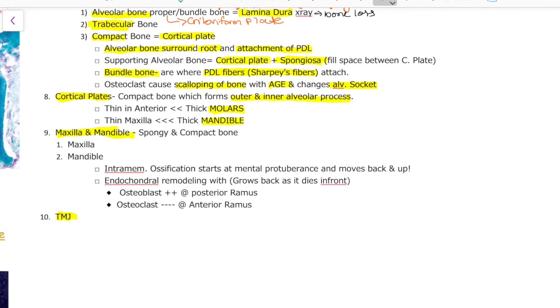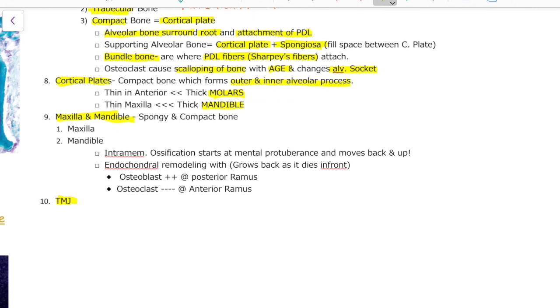Talk about the maxilla and mandible, made up of mostly intramembranous bone formation, but there is some endochondral happening there. Intramembranous bone formation starts at the mental protuberance and moves back posteriorly. Endochondral remodeling occurs, so it grows back as it dies in the front.